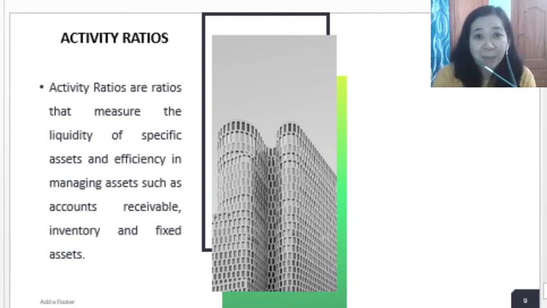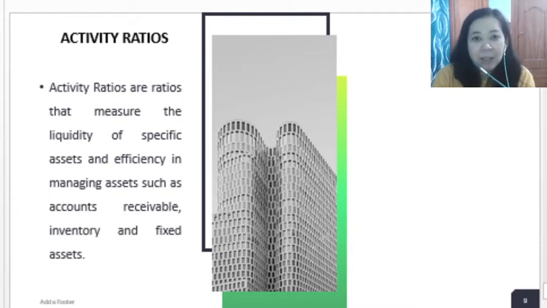Okay, so we are still in Module 6 under the financial statement analysis. We are now in the second type of ratios, which is called the activity ratios. When we say activity ratios, the result of this analysis will give us the measure of the liquidity of the specific assets and efficiency in managing those assets, such as accounts receivable, inventory, and our fixed assets.